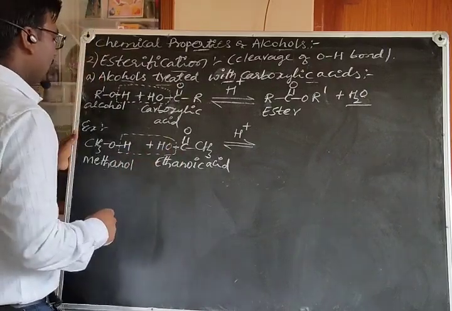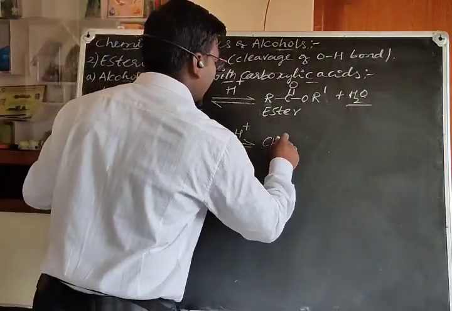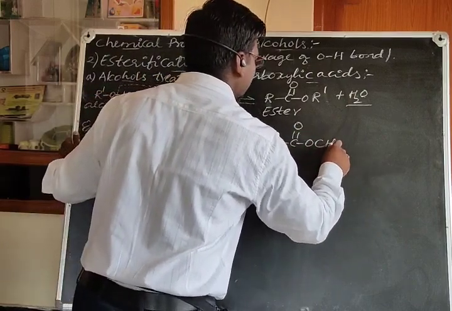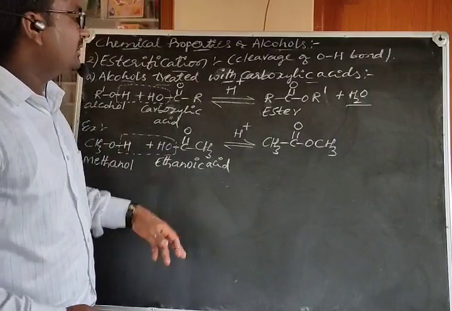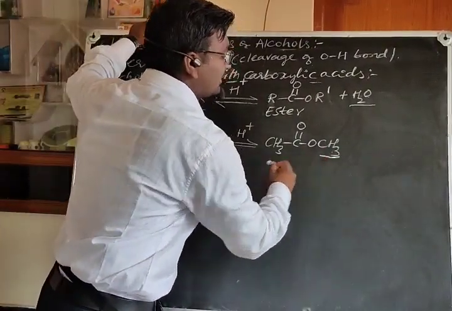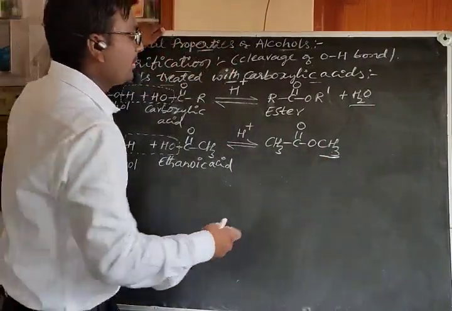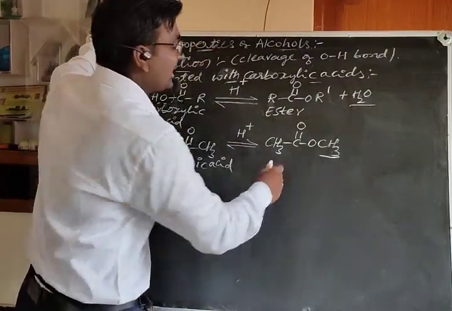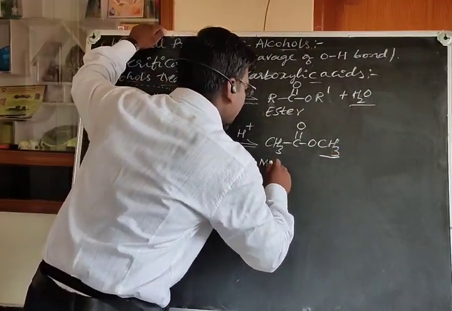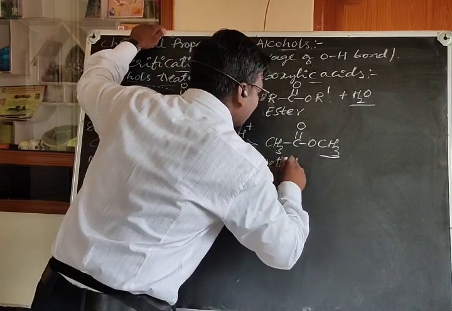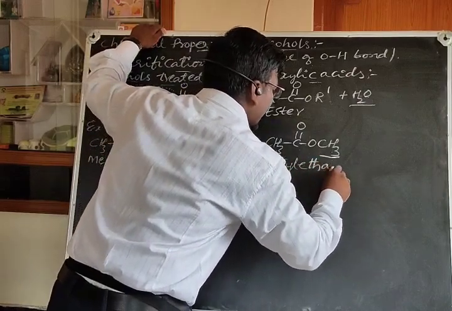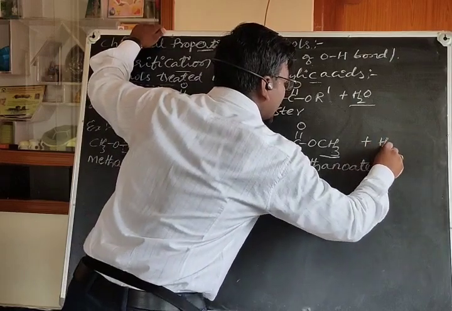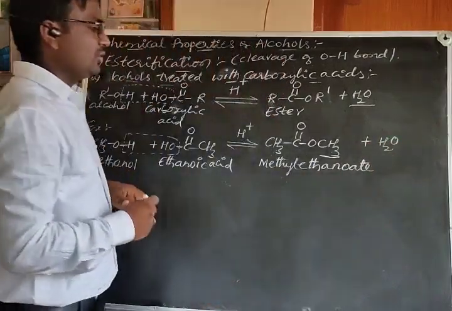Now the product is CH3 C double bond O CH3. This is called methyl, the substituent, and with 2 carbon atoms the word root is ethanoate. So it is called methyl ethanoate as the compound. This is an ester. And the byproduct is H2O.